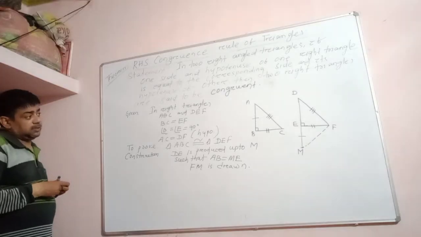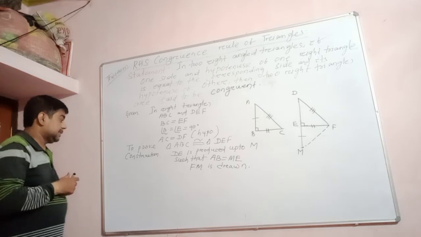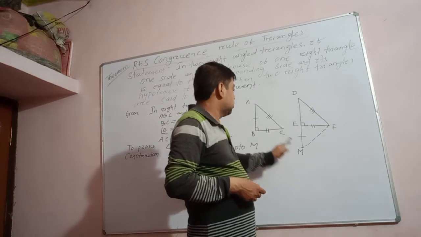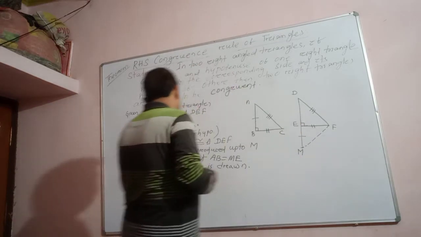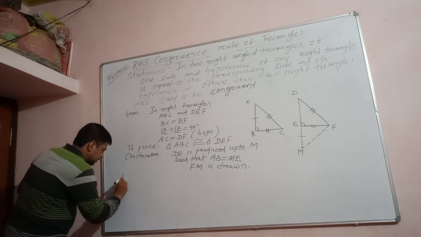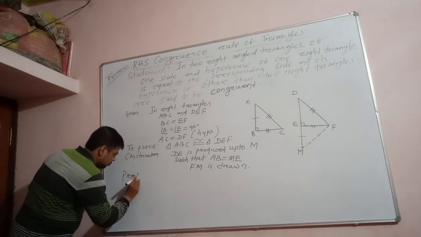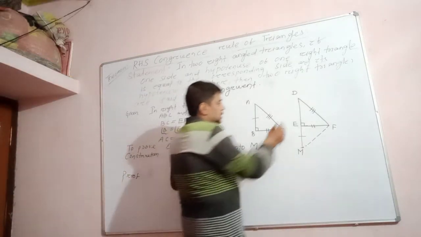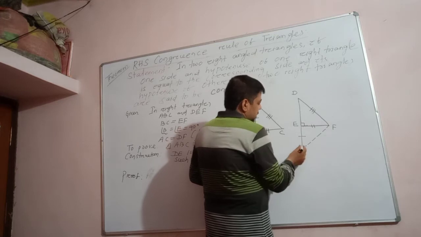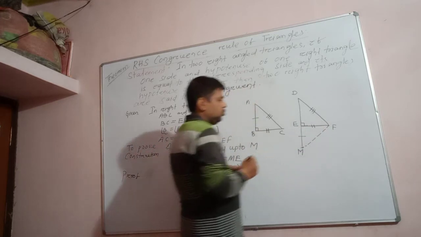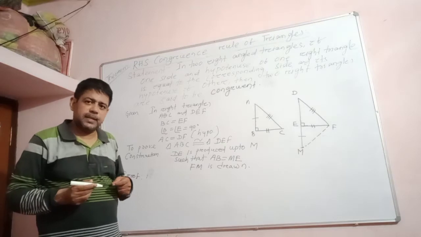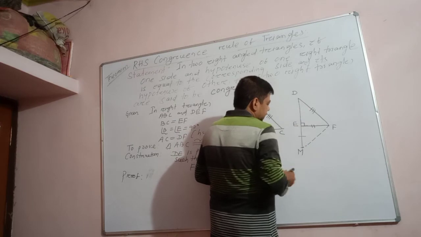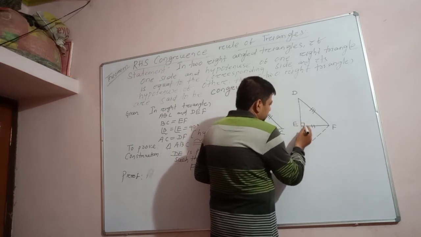Now we have to prove that triangle ABC is congruent to triangle MEF. Now come to the proving part. Angle DEF plus angle MEF is equal to how much? 180, linear pair, adjacent supplementary angles. Since angle DEF is 90 degrees, angle MEF is also 90 degrees.